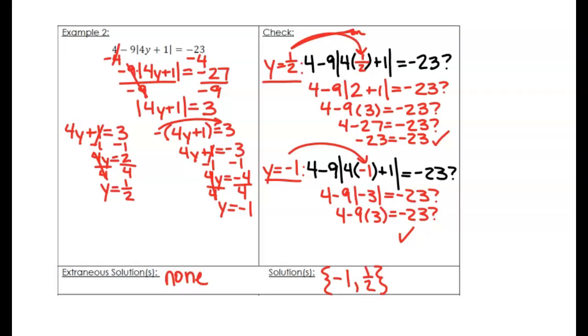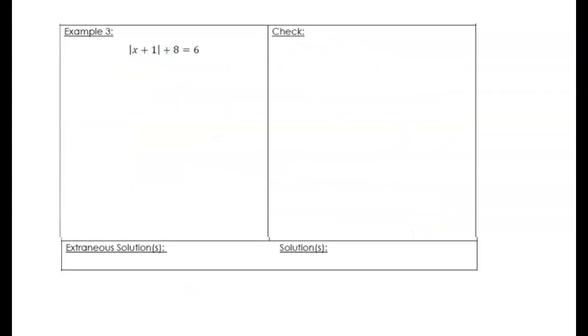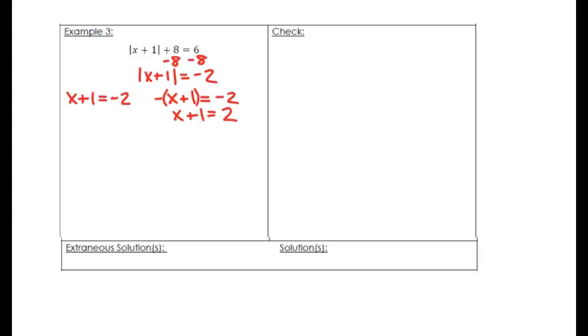All right, so I'm going to move to example 3, and I'd like for you to pause the video and try example 3 on your own. So I just want to check with you step by step. Step 1 is to isolate the absolute value, so you have to move the +8. And then step 2 is to separate into 2 separate equations.